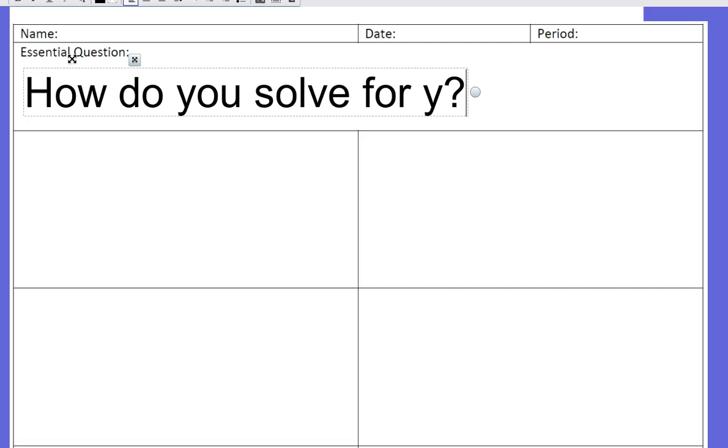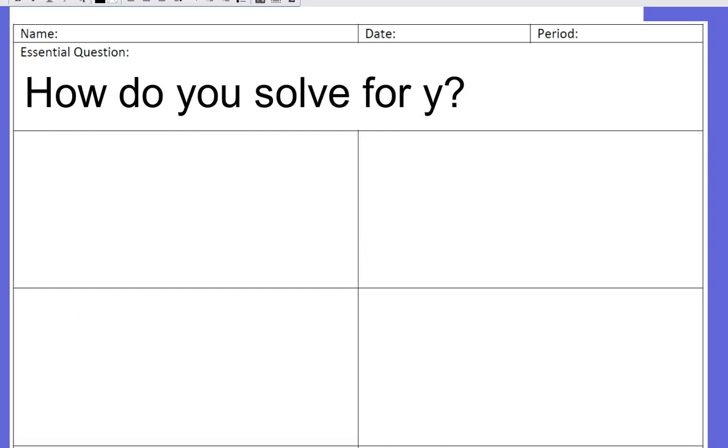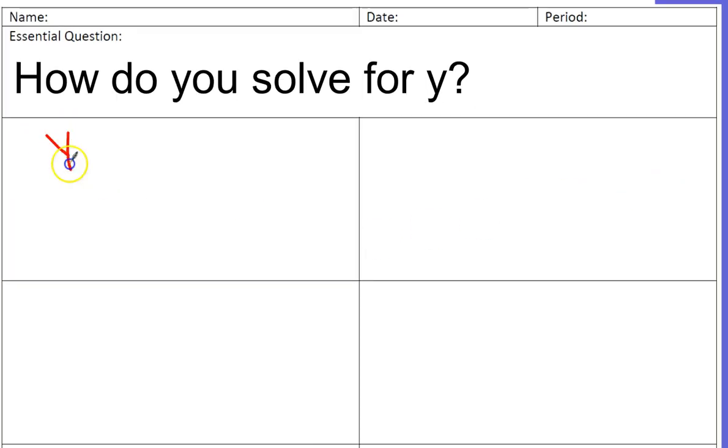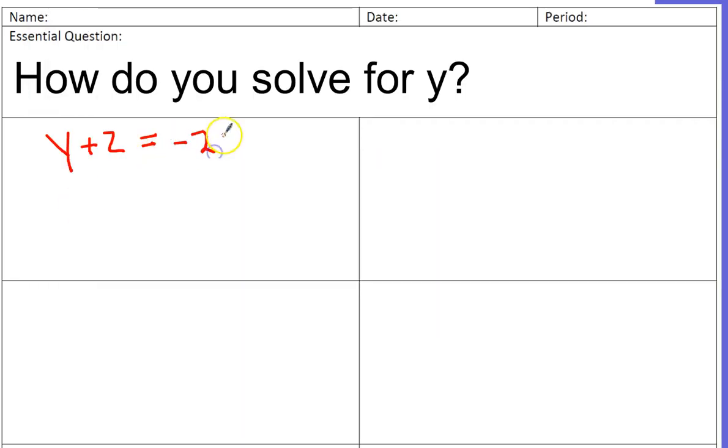So the name of the assignment that I'm reviewing, it is already in your gradebook, I put it as a 0, is called slope from an equation. The equation that we're discussing is y plus 2 equals negative 2 times x minus 3. So let's start by writing that down. We're probably going to run out of room in this little box. So y plus 2 equals, and then the other side, negative 2 times x minus 3.